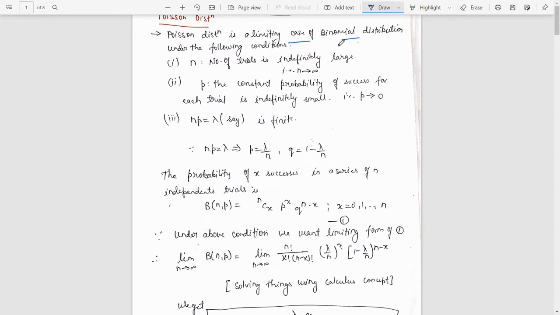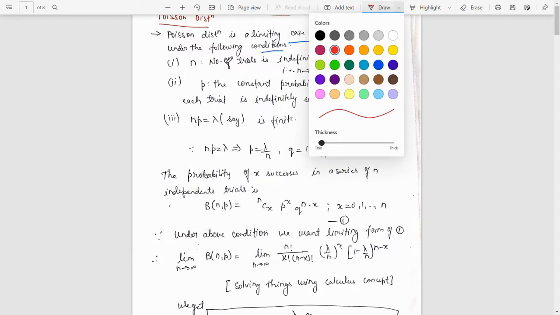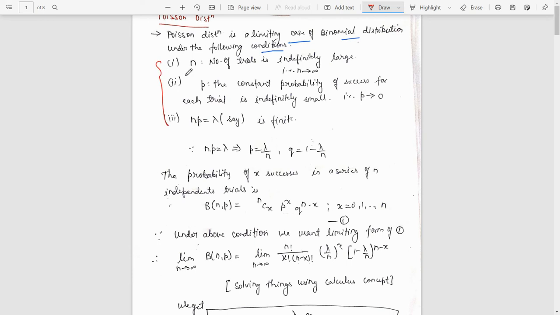So, talking about the Poisson distribution, it is a limiting case of the binomial distribution under the following conditions. There are some specific conditions under which the Poisson distribution is regarded as a limiting case of the binomial distribution. Why is this important? Because in the paper sometimes you may be given problems which look like binomial distribution, but we won't be able to solve them using the binomial distribution. In that case, we have to apply the Poisson distribution.